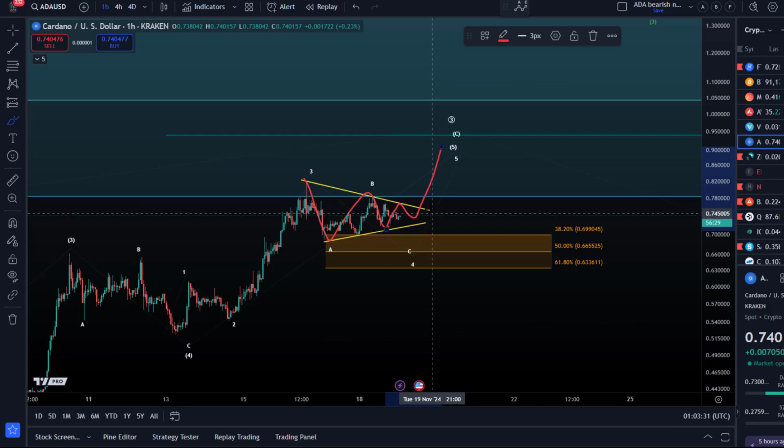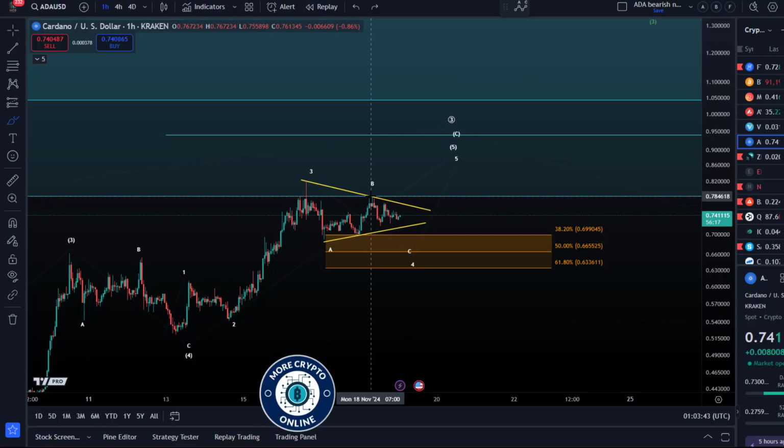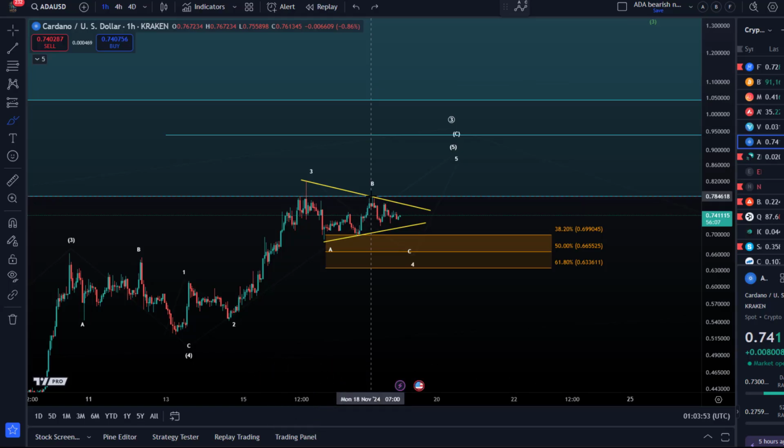So it could consolidate a bit. If we then see a break above the trend line and a break above that B wave high at around 78.5 cents, that would be an indication we are breaking out to the upside. I have to make sure though that everybody understands that these triangles tend to morph into something different. When it looks like a triangle, it often turns into a more complex correction, maybe even a WXY pattern.